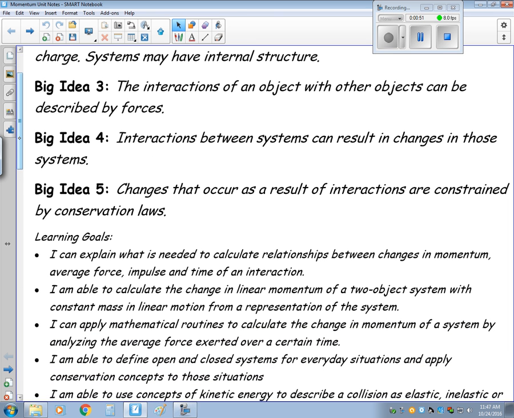Changes that occur as a result of interactions are constrained by conservation laws. So there's going to be a conservation of momentum law that we have to deal with as well.